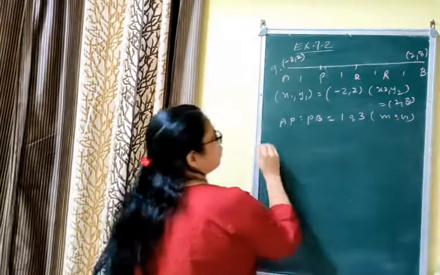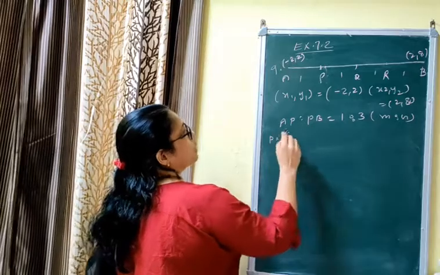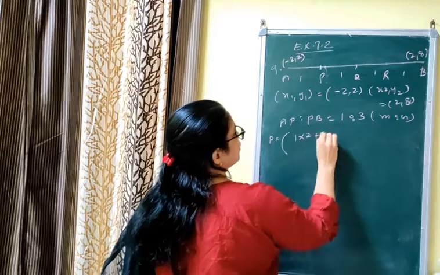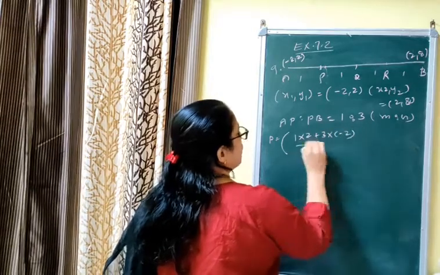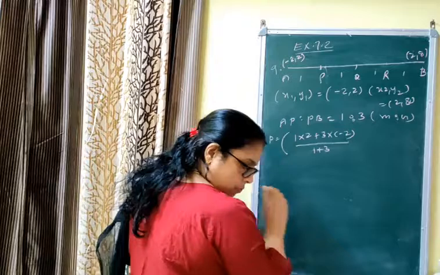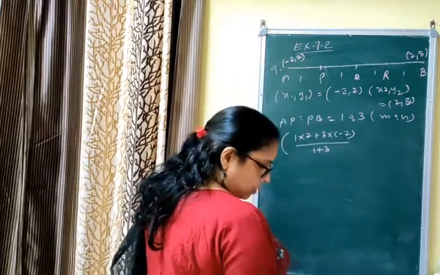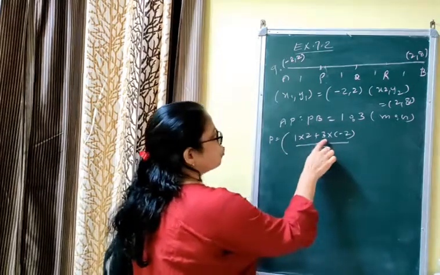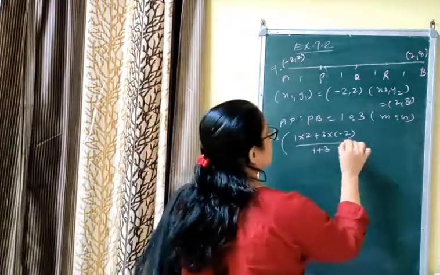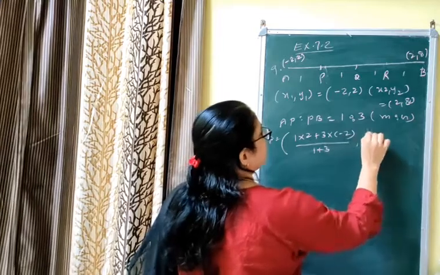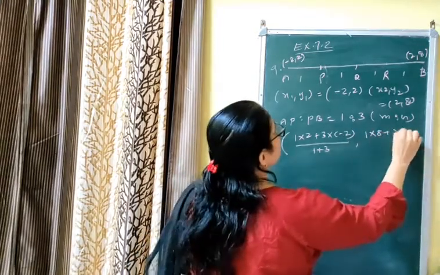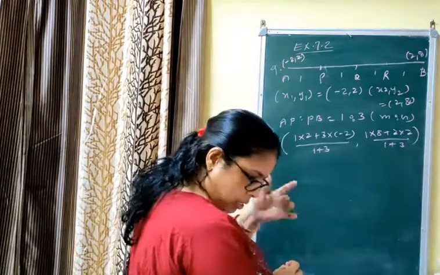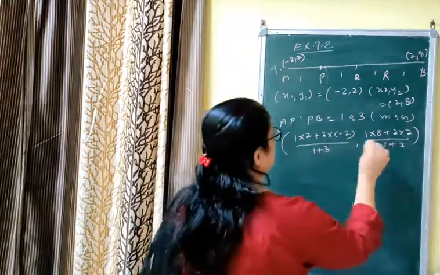Then by the section formula, you can find the coordinates of P: mx2, 1 into 2, plus nx1, 3 into minus 2, upon 1 plus 3. Once more check the coordinates. Coordinates are minus 2 comma 2 and 2 comma 8. 1 into 2 plus 3 into minus 2 upon 1 plus 3. Second is my2, 1 into 8 plus 3 into 2 upon 1 plus 3.